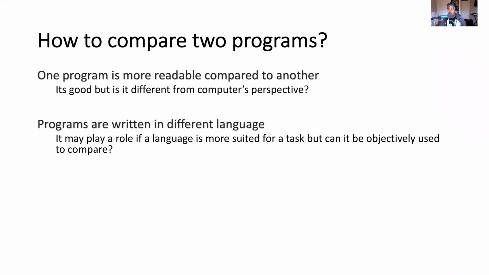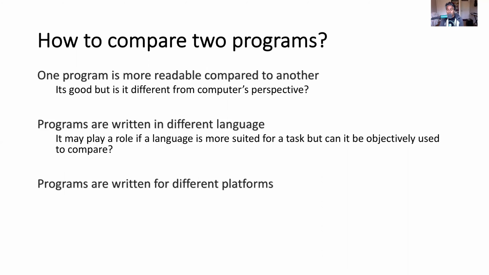Can programs written in different languages be used as a point of comparison? To some extent, it can, but it cannot be objectively used to compare two algorithms. A better algorithm in a slow programming language will eventually beat a weak algorithm in a fast programming language. By fast, I mean languages which are compiled, which basically run directly on hardware. So we have all these, but they cannot be used as a tool to compare different algorithms.